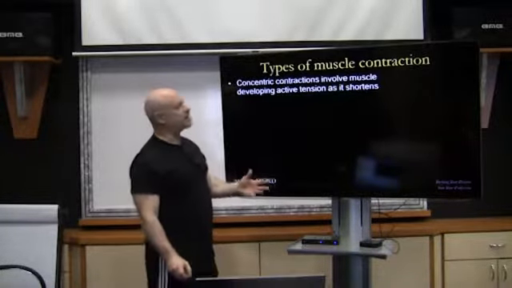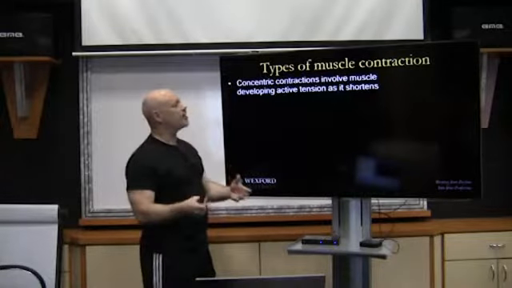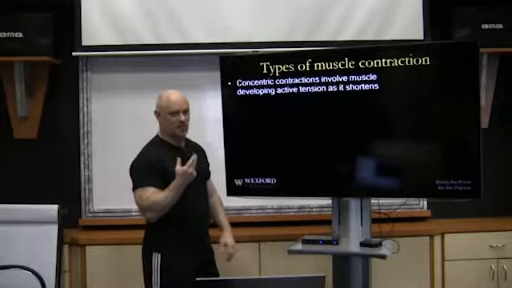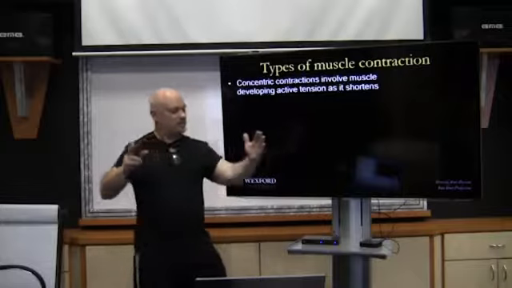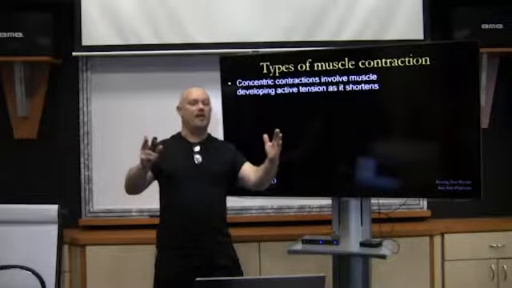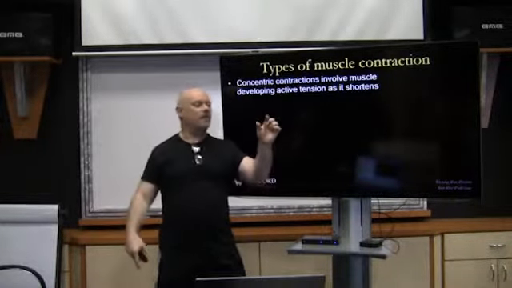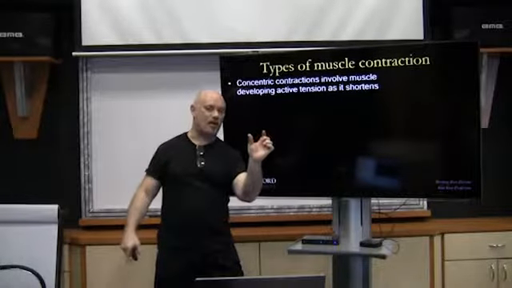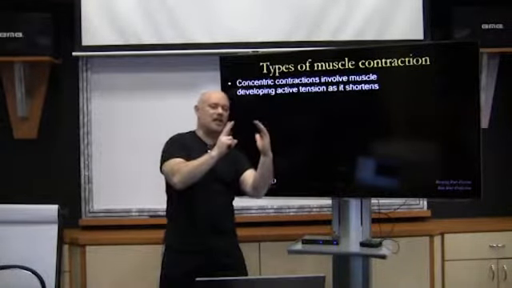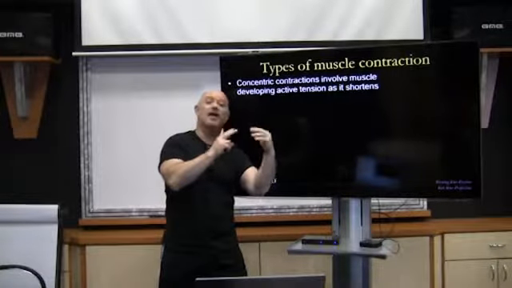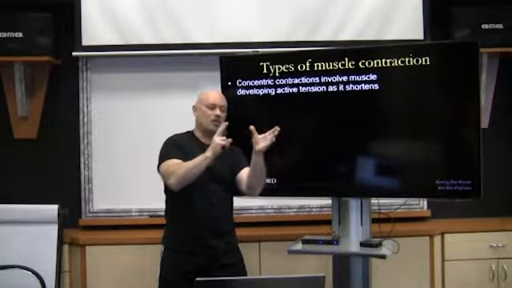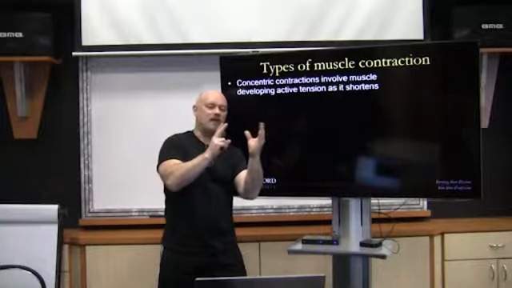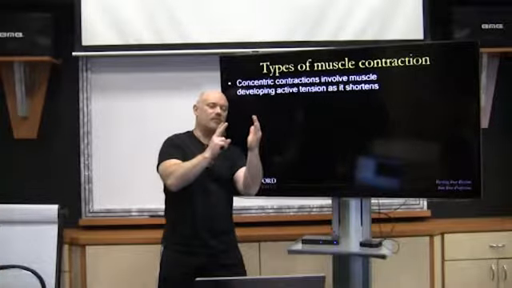So contraction involves muscles developing active tension as they shorten. Remember, if we look at a whole muscle fiber, the basic functional unit of a muscle fiber is a sarcomere. You've got the Z line to Z line, we've got the actin and myosin filaments, and the cross bridging in there. When the cross bridges from the myosin hit the actin fibers, what happens?